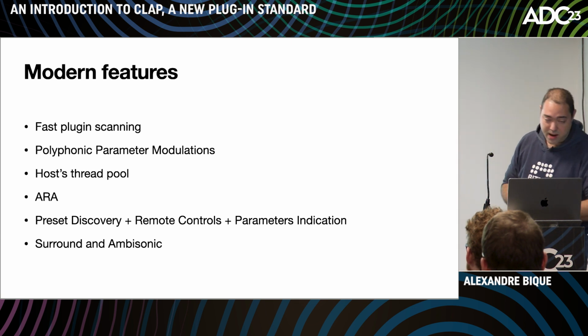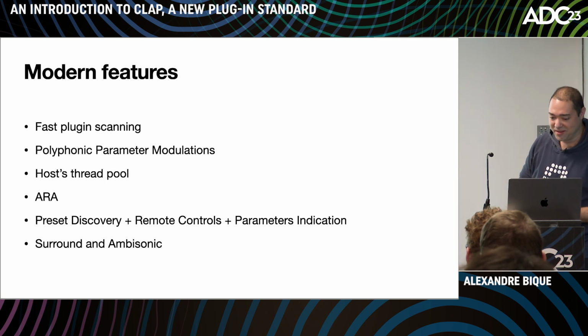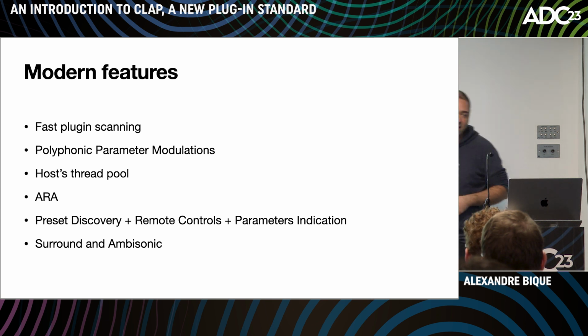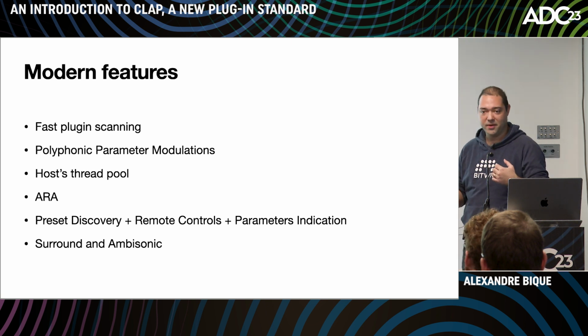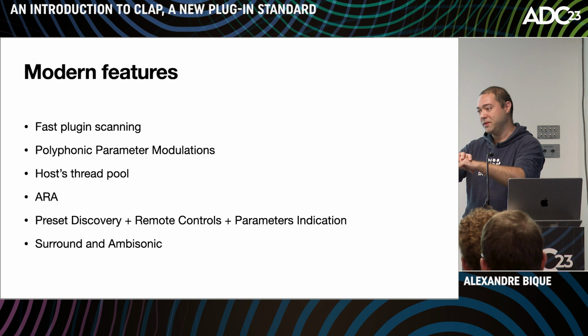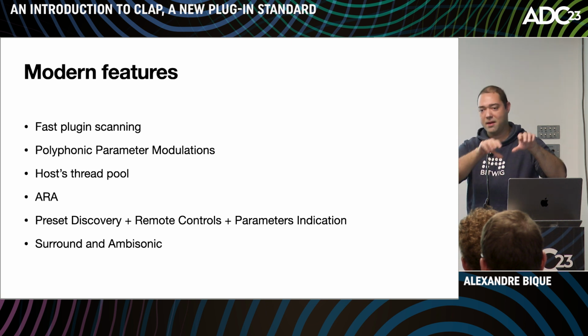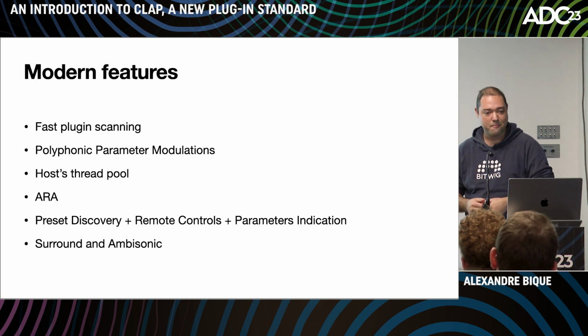We have ARA support. We have preset discovery, remote controllers, and parameter indication. I think this one is such a strong feature that we added to Clap. It lets the host index all the presets from the plugin in their native format, and extract the metadata. It asks the plugin to give the metadata for each preset file. And then in Bitwig, you can type Diva, bass, and you see all the presets that are bass for Diva.